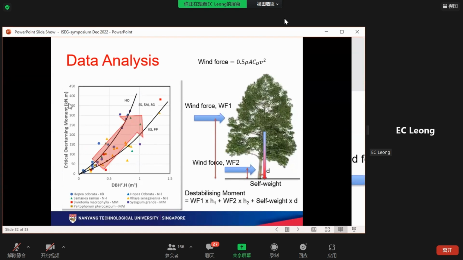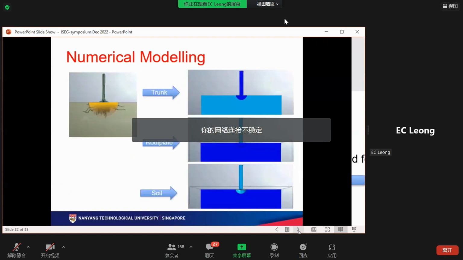What we see from this graph here, this critical overturning moment, is what we call the resisting moment, versus this destabilizing moment. Using these two pieces of information, we can then relate to the velocity of the wind causing this instability. If you know your wind velocity, you can use this to assess whether we have enough resisting moment to overcome this wind loading.